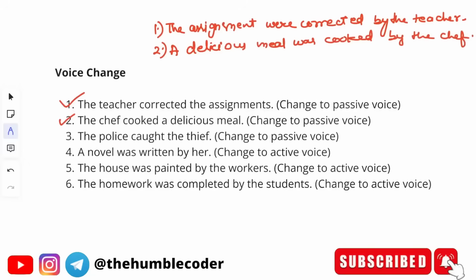Okay, let's move on to the next question. The police caught the thief. Again, this is the active voice sentence, we have to convert it into a passive voice sentence. The correct answer will be the thief was caught by the police. Okay, so this is the correct answer for this question.